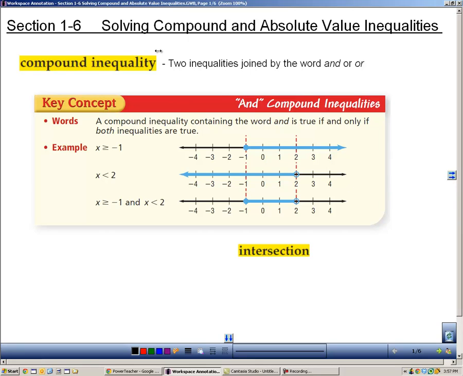Section 1.6 is about solving compound and absolute value inequalities. A compound inequality is when you have two inequalities that are joined with the word "and" or the word "or", and we'll look at each one of those cases separately.